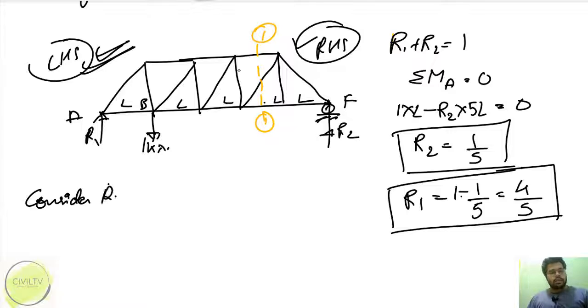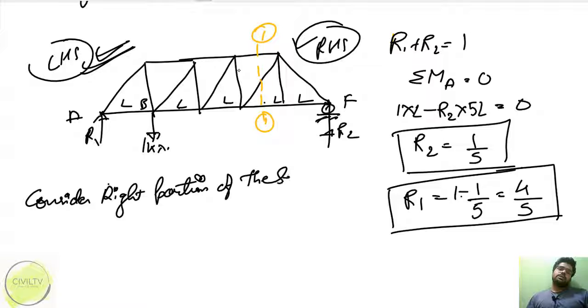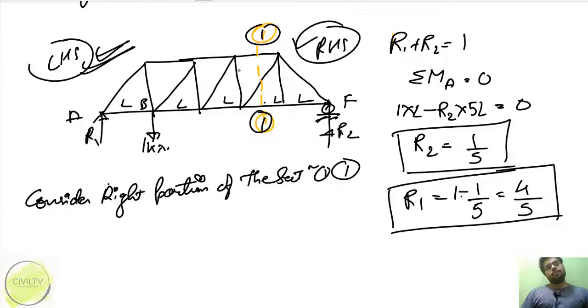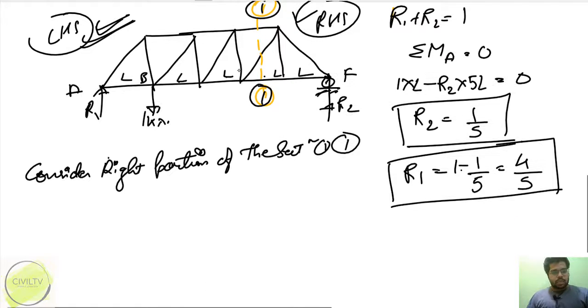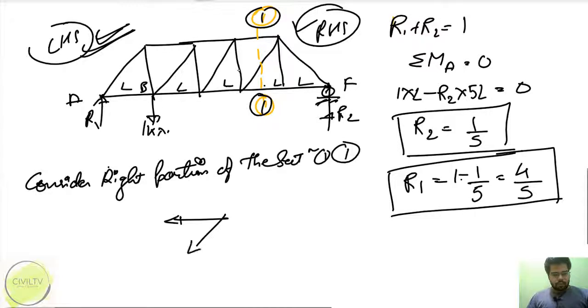So consider the right side. I'll write the right portion of the section, the right portion of section 1. ये जो सेक्शन है मेरा 1, ठीक है, इसका राइट हैंड साइड मैं ले रहा हूँ. So मैं क्या करूंगा, I'll draw the free body diagram of it, so it will be helpful, it will be easy for you guys to understand कि क्या हो रहा है.